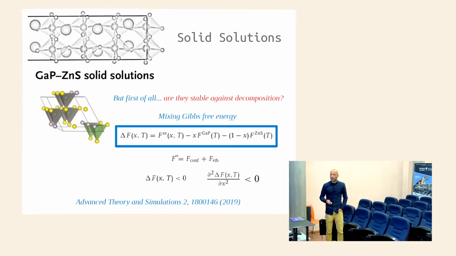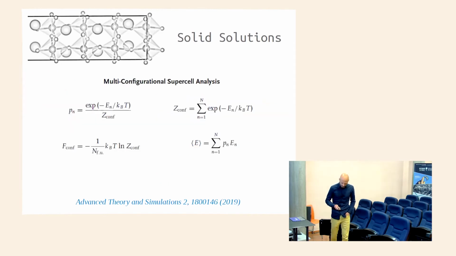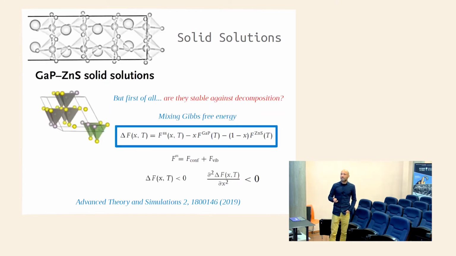Okay, so this is something that we can calculate with some approximation, of course. We apply approximations, but which, as I'm going to show you, gave us a quite realistic view of this system. So how to do that? How to calculate these mixing free energies, right? So how to calculate basically this term here, which depends on temperature and on composition.